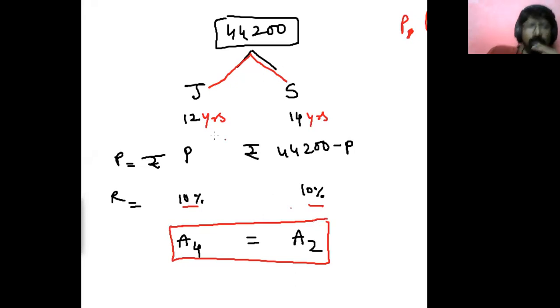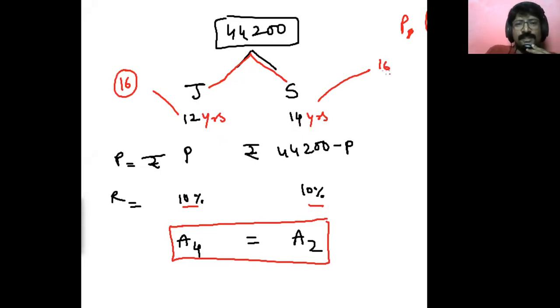Means what? Right now John is 12 years. That means when John will turn 16 is after 4 years, so amount in 4 years. And when will Smith turn 16? After 2 years, because right now he is 14.